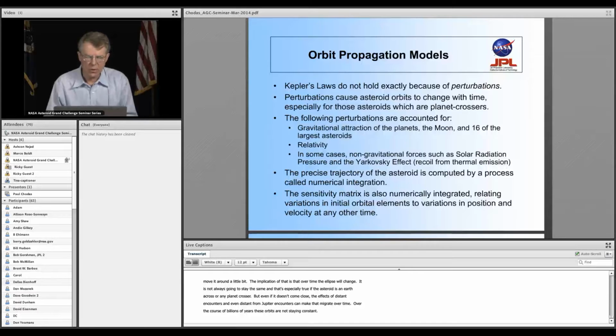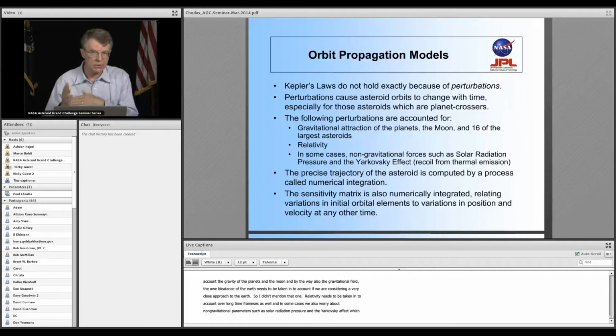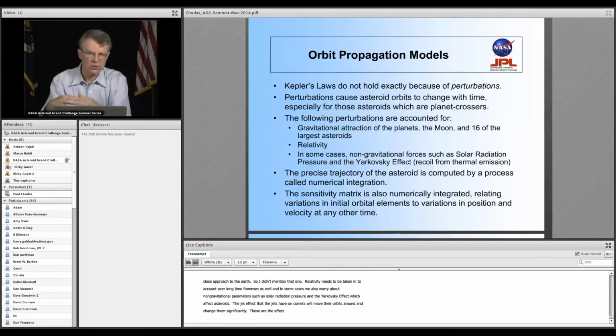Now, the details of the perturbations I've listed that we take into account. We'll take into account the gravitational attraction of the planets when we project an asteroid orbit into the future. We'll take into account the gravity of the planets, the moon, and 16 of the largest asteroids right now. We can up that number in some cases. And by the way, also the gravitational field, the oblateness of the Earth, needs to be taken into account if we're considering a very close approach to the Earth. So I didn't mention that one. Relativity needs to be taken into account over long time frames as well, and precise orbit propagations. And in some cases, we'll also worry about non-gravitational parameters, such as solar radiation pressure and the Yarkovsky effect, which affect asteroids. For comets, we also have to worry about the outgassing. The jet effect that the jets have on comets will move their orbits around and change them significantly. So these are the effects that are influencing the trajectory of asteroids.